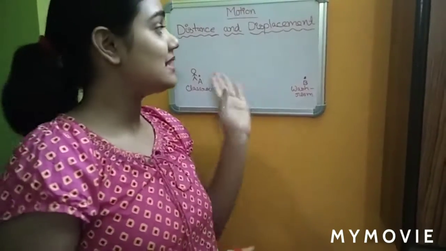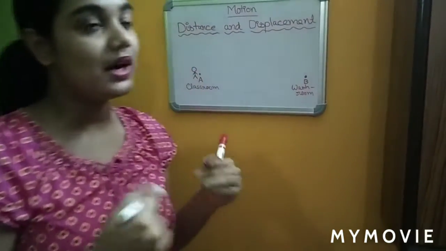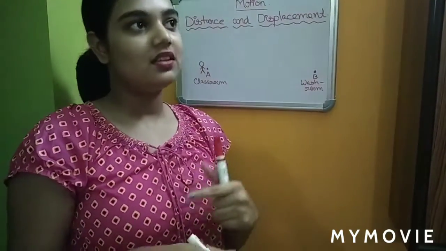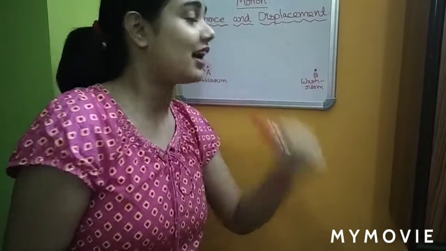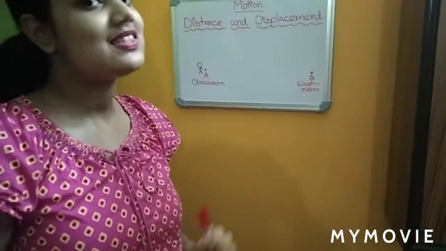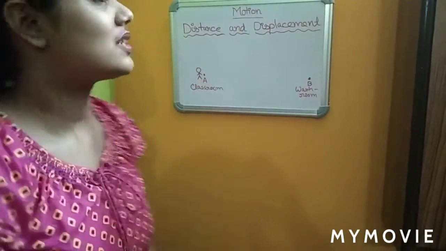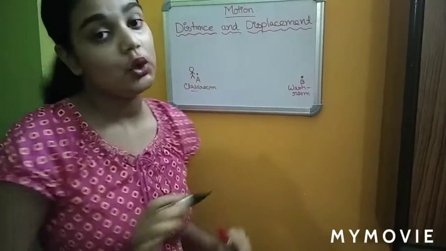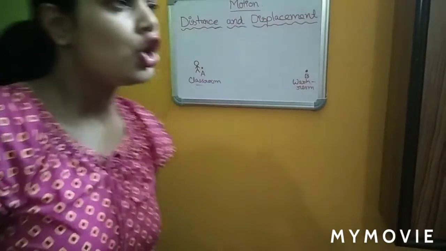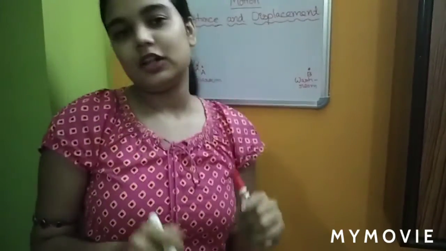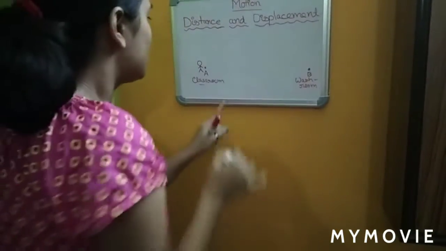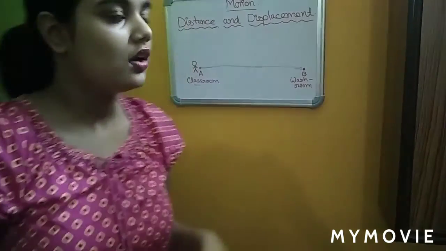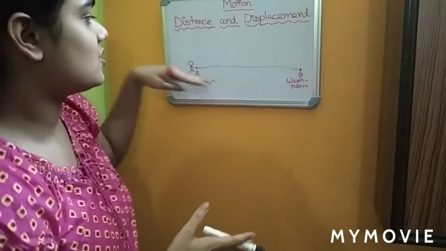So now we are going to understand distance and displacement through a diagram. In the last video, if you have not seen the definitions of distance and displacement, you can rewind the video and see what I have said and written. So now let us come to distance first. Suppose you are standing in your classroom and you want to go to the washroom. What is the simplest path you can take to go to the washroom? You can go like this, in a straight path to the washroom.